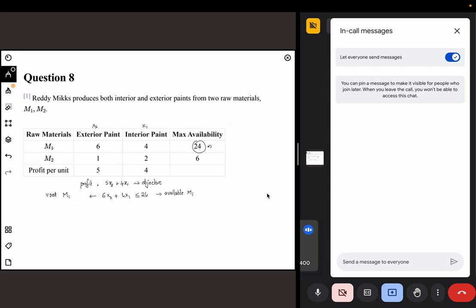So the total used quantity should be less than or equal to the available quantity. The similar logic applies for M2 as well. So you'll have x2 plus 2x1 should be less than or equal to 6. The same logic goes here: the used quantity of M2 should be less than or equal to the available quantity of M2. So these are the two constraints we can formulate from this particular table.